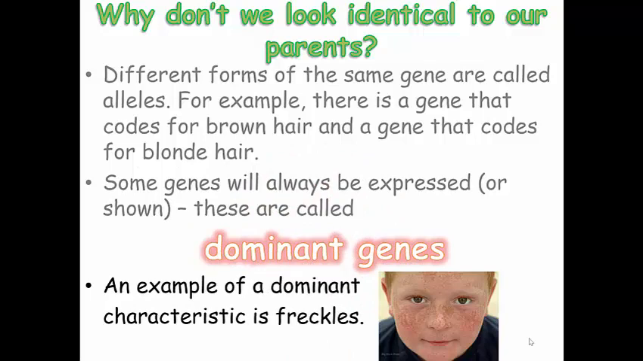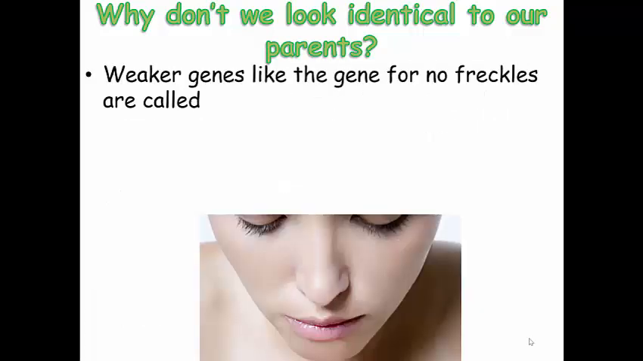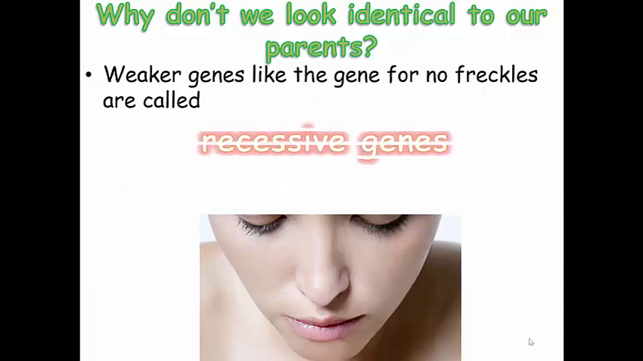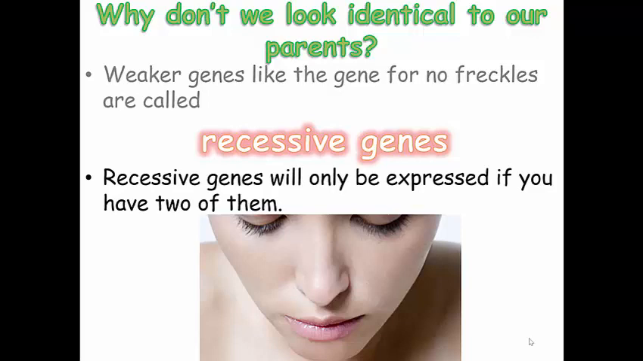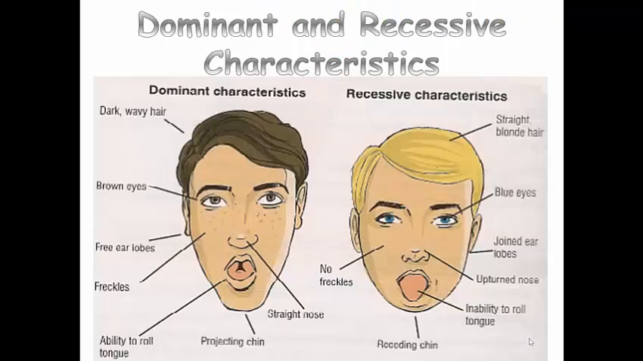freckles is a dominant characteristic. You only need 1 copy of that gene in order to have freckles. So you could inherit it from your mother or your father. They don't both need to have the freckles gene. A weaker gene, like the one for no freckles, is called a recessive gene. You need 2 copies of that gene in order to show that characteristic. So you need to have a no freckles gene from your mum and a no freckles gene from your dad. Now it might be that one of your parents has freckles, but you don't, because they've also got a copy of the gene that is for the no freckles.